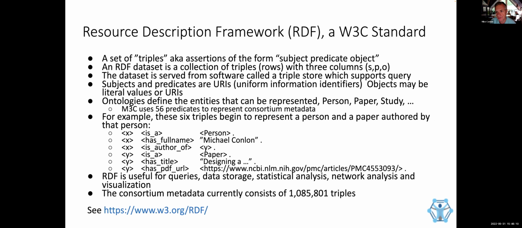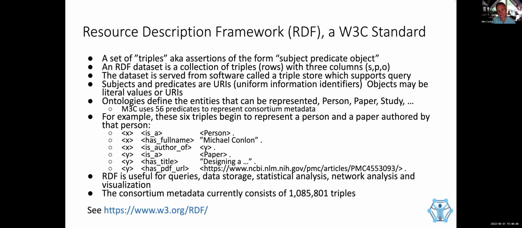Resource Description Framework, for those that are not familiar, is a W3C standard. You represent data as a series of assertions with the form subject, predicate, object, like "my published paper." An RDF data set is just a collection of triples, a set of rows with 3 columns: subject, predicate, and object. Very simple thing. The data set is served from software called a triple store, and it supports a query language called SPARQL. Subjects and predicates are URIs, Uniform Resource Identifiers. And the objects of assertions can either be URIs or literal values.